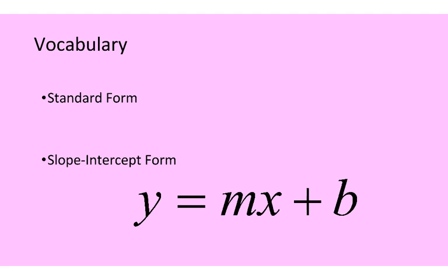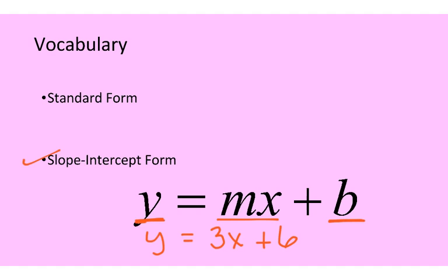Let's do slope-intercept form first. Slope-intercept form is something we have been working with, and it has to have the y on the left-hand side, equals, and then the coefficient and the variable plus the y-intercept. If it is not in this order, y equals mx plus b, it is not considered slope-intercept form. An example would be y equals 3x plus 6.